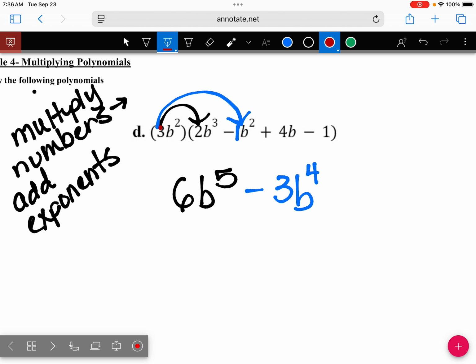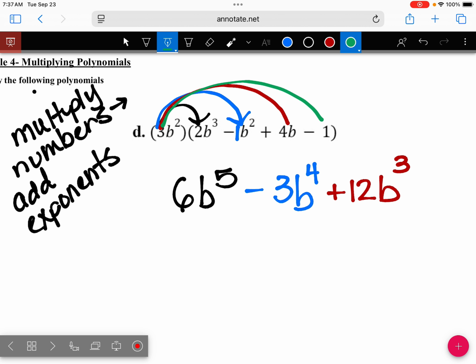And now you're going to multiply 3 times 4, 3b squared times 4b. Well, that would be 12b to the power of 3. And then lastly, I'm multiplying 3b squared times negative 1. That would be negative 3b squared.